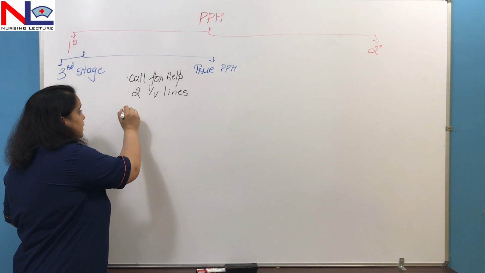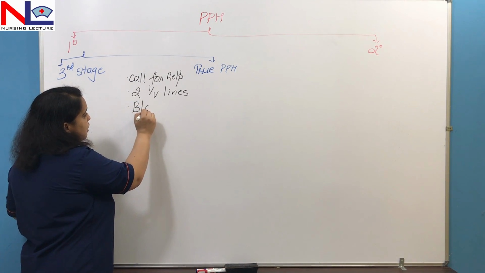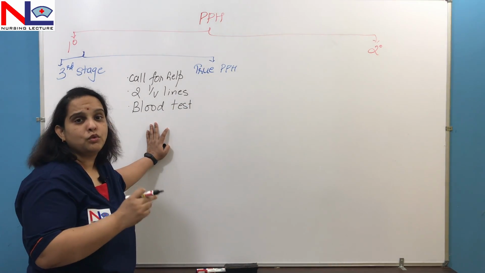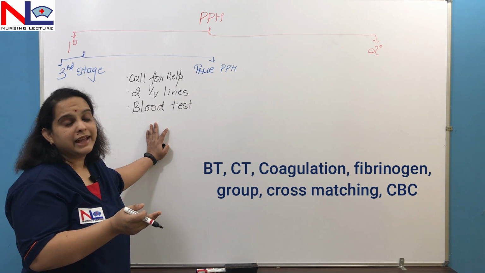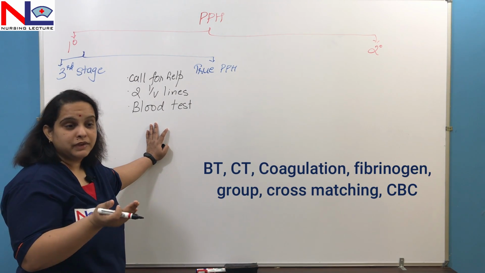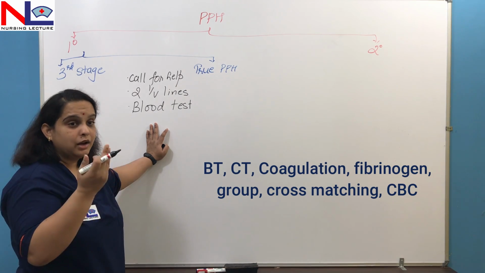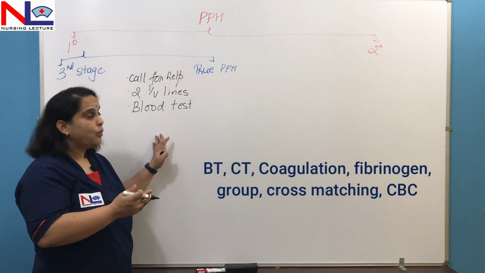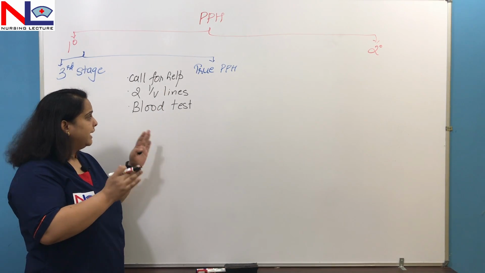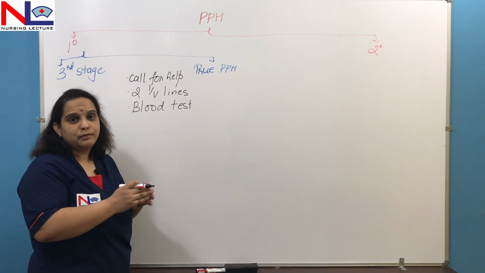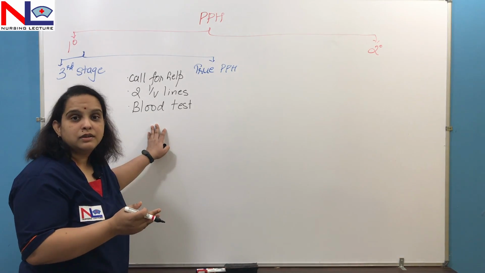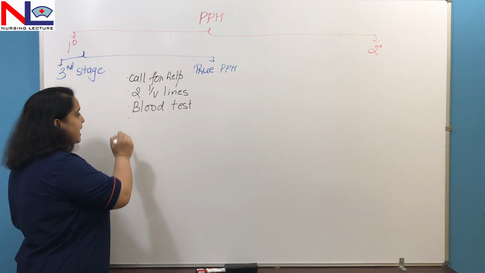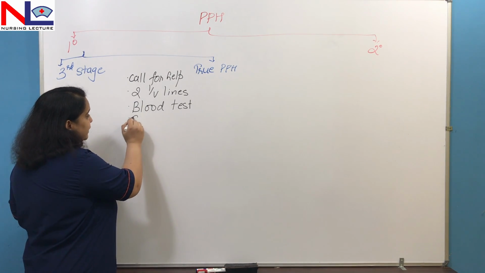The third important thing is that we send blood tests for investigations, in which we need to know the bleeding time, clotting time, coagulation profile, as well as the fibrinogen level. The woman's blood grouping and cross matching is also required, because if we want to give a blood transfusion, then at that time we must know the blood group and the status of the blood values. After sending the blood tests, the next point is that we must catheterize the bladder.